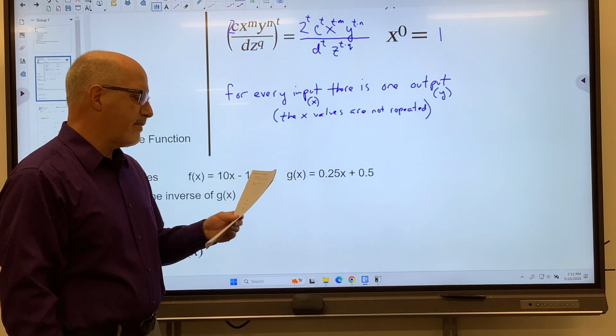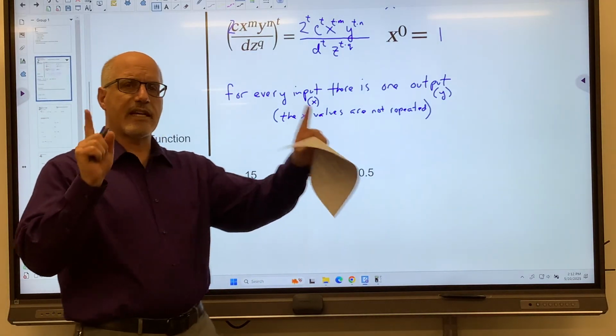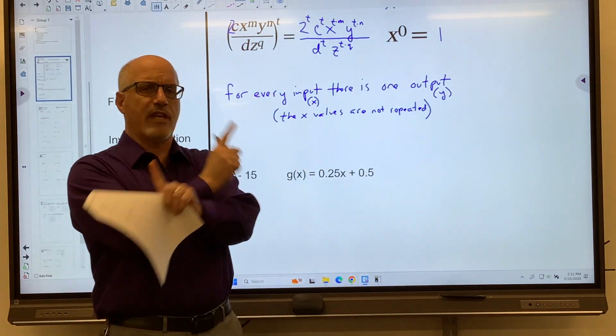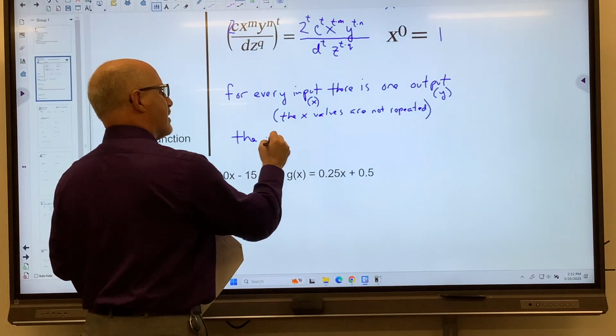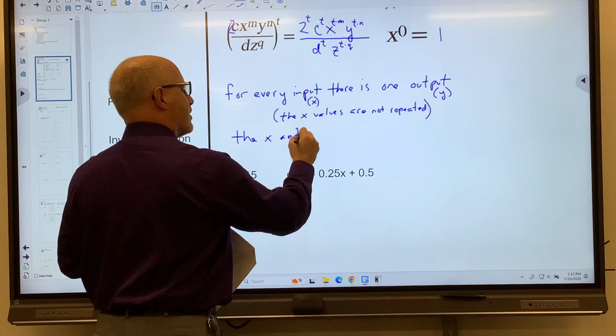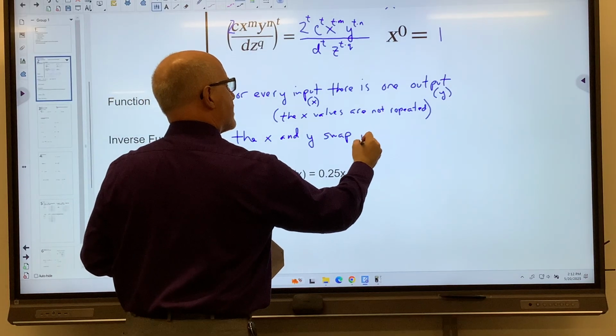Now an inverse function is where you take the x and the y in whatever form it is and you have them swap places. So the x and the y swap or change places.